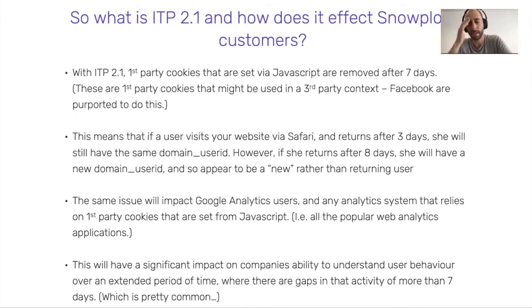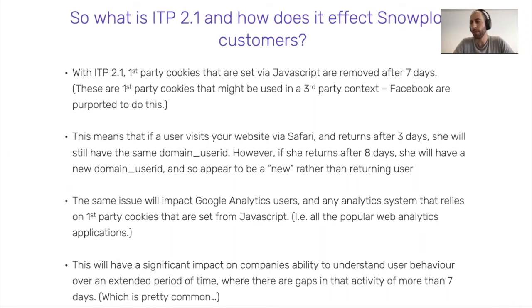So this is the issue that's been introduced with ITP 2.1. Worth noting, this same effect will impact Google Analytics users, Segment users, and all the different analytics packages out there that rely on first-party cookies that are set from JavaScript. And this is really important for any companies looking to understand user behavior over an extended period of time, where the gaps in activity for those users are likely to last more than 7 days.